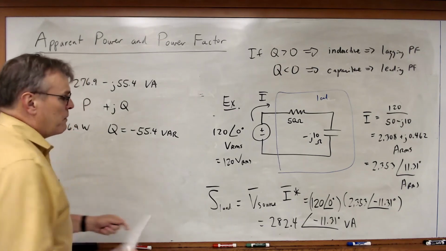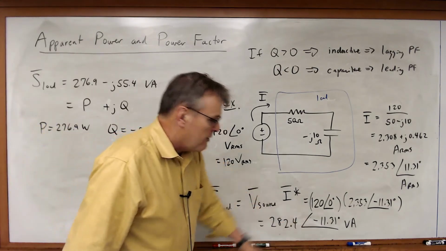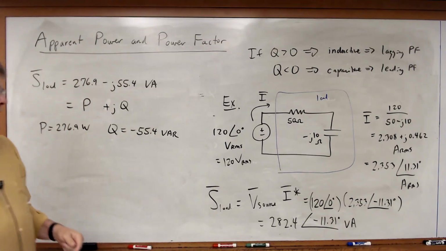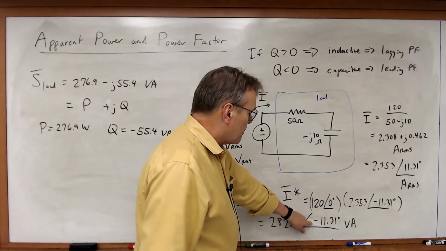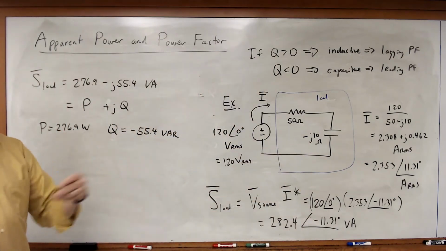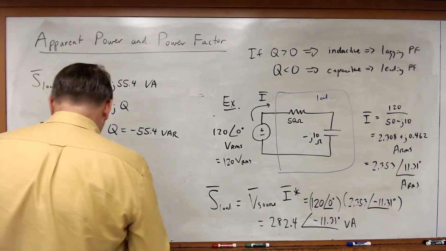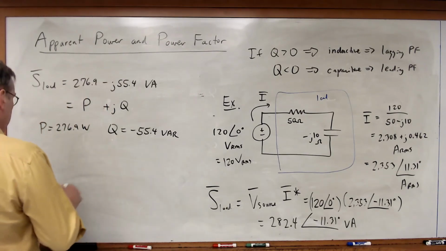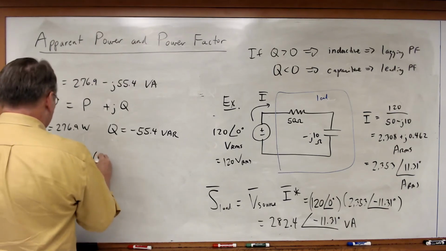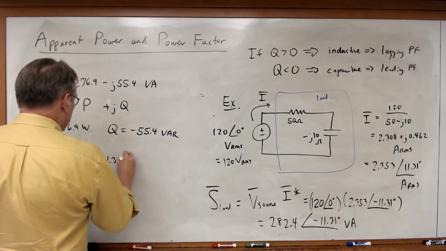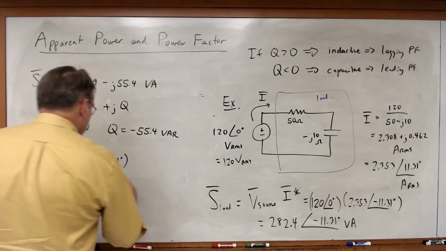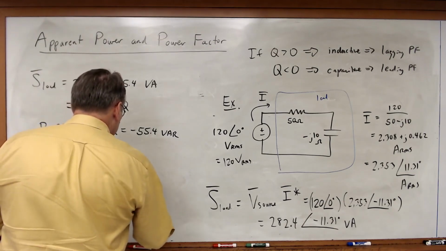And in this case, we also note that the power factor angle, minus 11.31, is negative. So negative power factor angle, negative impedance, negative vars. The signs always carry through. And so in this case, what I will get is the power factor is equal to cosine of minus 11.31 degrees, which is equal to 0.981, and in this case is leading.